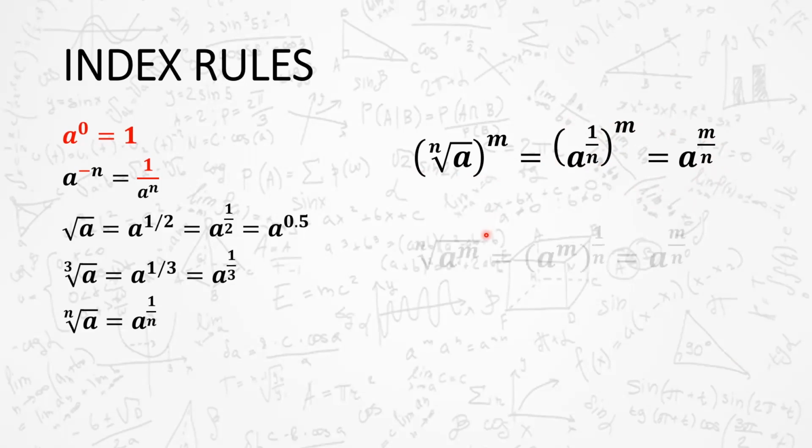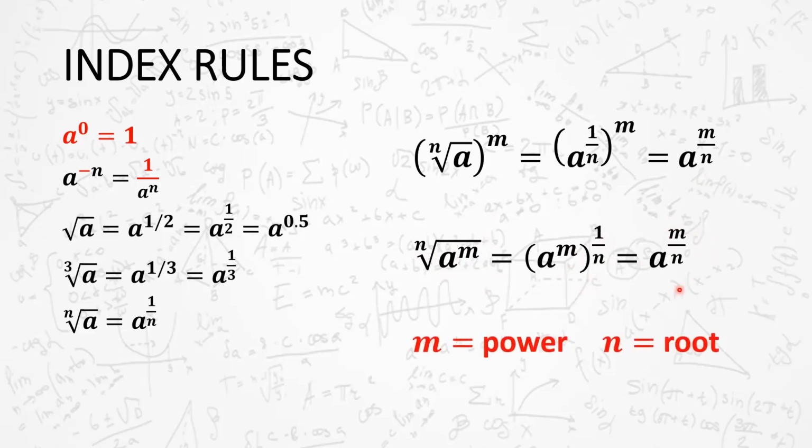You can do it the other way round. You can power a first and then root it after. So if I power a first, I will have a to the power m, then to the nth root. So again, m times 1 over n equals m over n, so a to the power m over n. So the numerator m will always be the power, and the denominator n will always be the root. Okay, I repeat. Numerator m will always be the power, denominator n will always be the root.